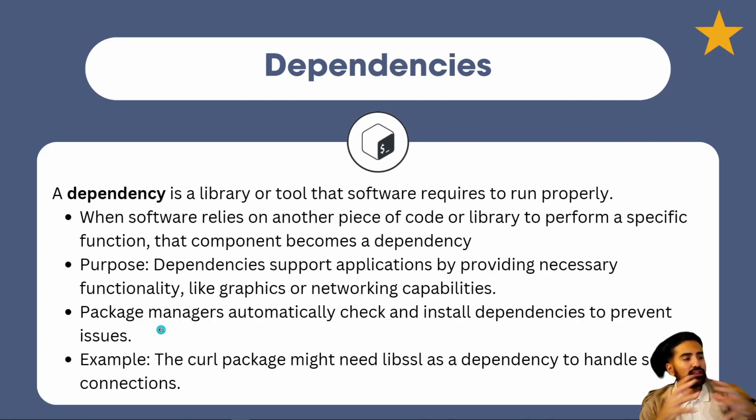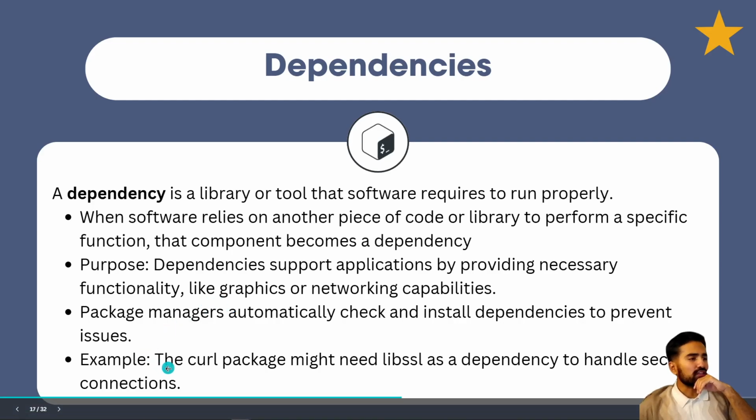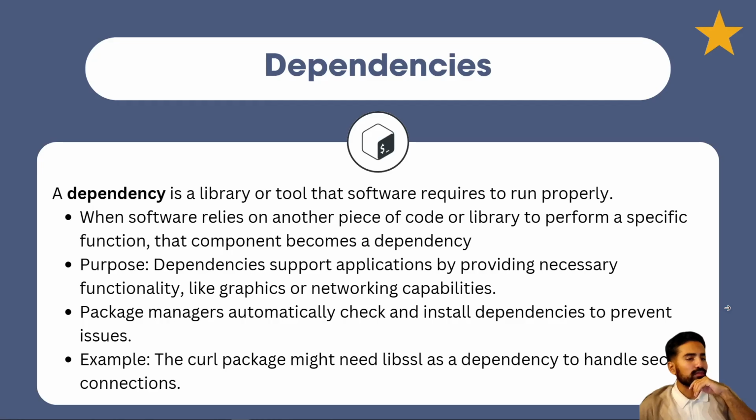The package managers will manage that automatically when you hit sudo apt install. It'll download everything you need, including dependencies. So basically, when software relies on another piece of code or library, you call it a package, to perform a specific function. They support applications by providing necessary functionality rather than reinventing the wheel. Right, you can just include a package as a dependency in order to solve a new problem. For example, the curl package has a dependency on libssl in order to handle secure connections whenever that URL has a security protocol to it.